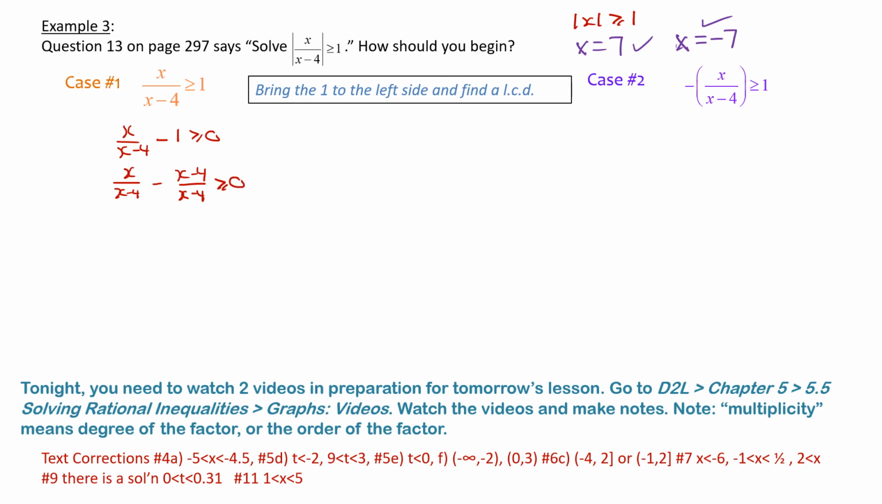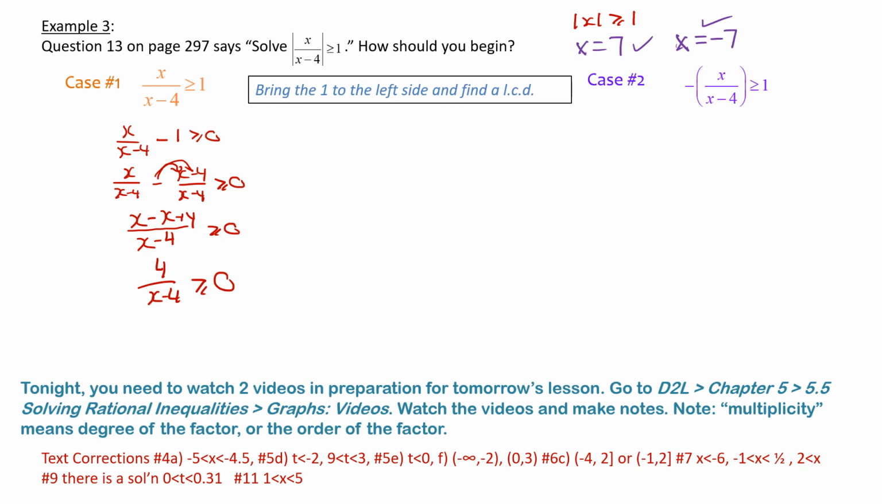So now my common denominator, I can put it all over one denominator, which is x minus 4. And my numerator is x minus, distribute, x minus x plus 4, greater than or equal to 0. So we end up with 4 over x minus 4 greater than or equal to 0. There's our corresponding function.